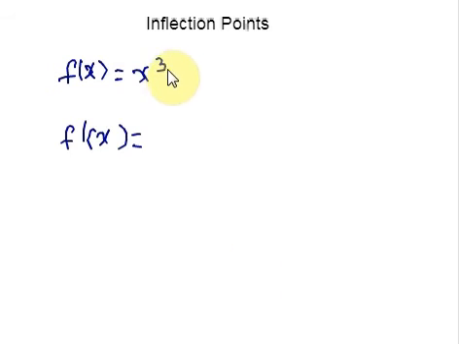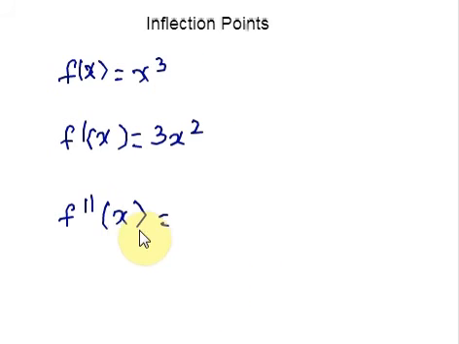So the derivative of x cube would be 3x square. In the same way, let us find the second derivative. The derivative of x square is 2x, multiplied by 3, so that will give you 6x. We are asked to find the inflection point, so set the second derivative equal to 0 and solve for x. This is how we find the possible inflection points.